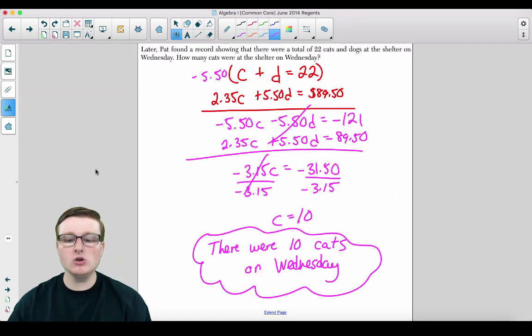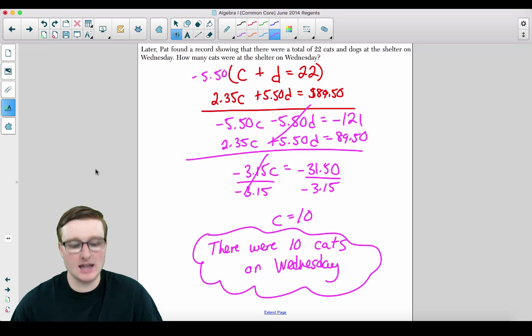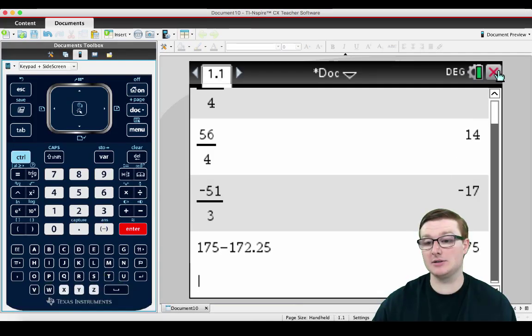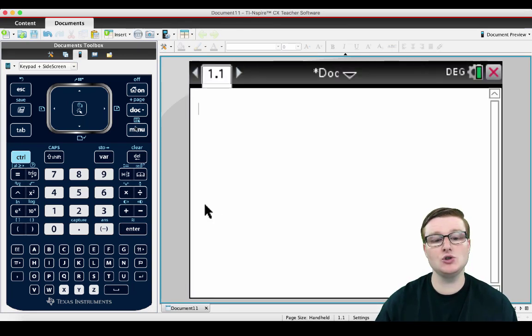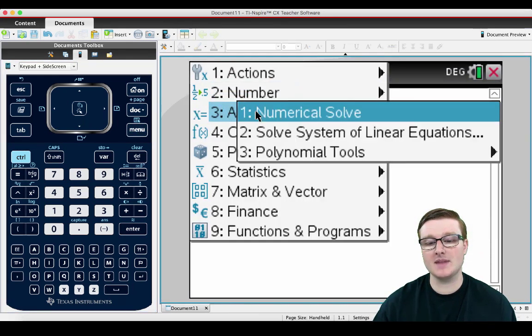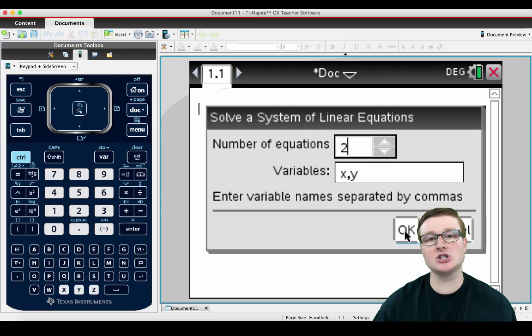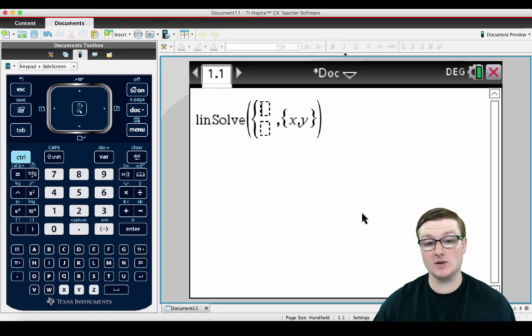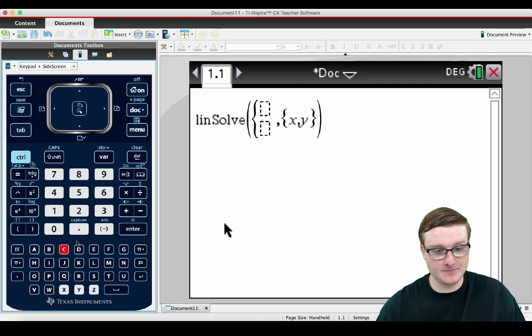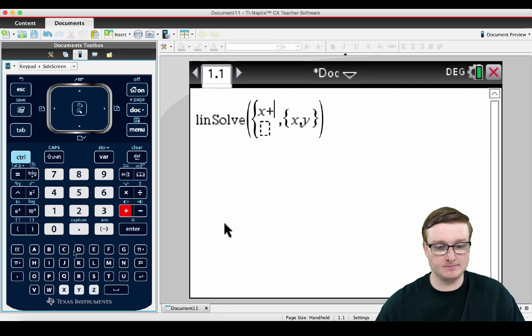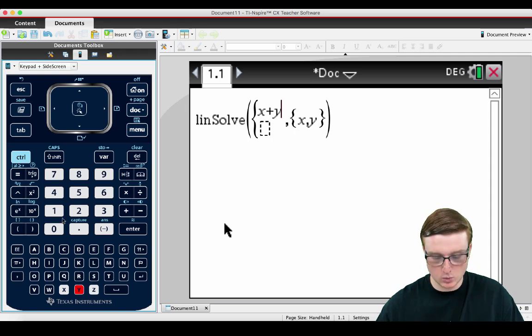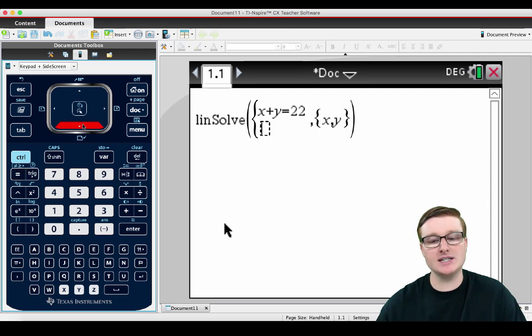Now, real quick, I want to show you a nice, clever way to plug this into the calculator. If you go to your calculator page and go to Menu, Algebra, and Solve System of Linear Equations, we're typing in 2 systems and click OK. You could actually type in your equation. So x plus y equals 22. And I know that I used C and D here before, but I need to change these letters in the bracket.